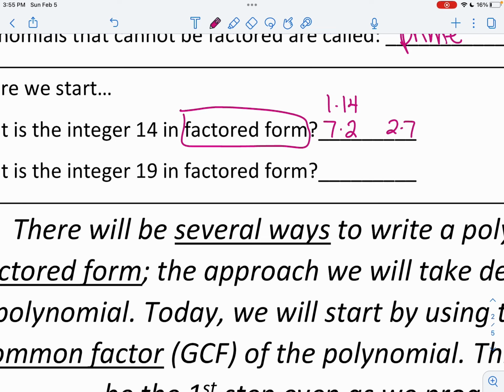Now the integer 19 in factored form would just be 19 and 1, or 1 and 19, because this is the only one that exists. That would be called prime, because 1 and itself are the only factors of it. And so that's a review of the word prime.